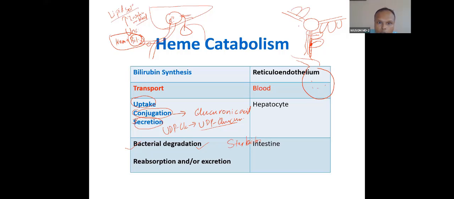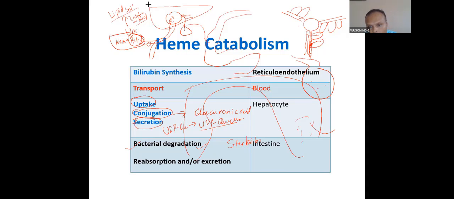It will be excreted into your duodenum, the second part of the duodenum, and then from the duodenum it will reach your large intestine. In the large intestine there are colonic bacteria. The colonic bacteria will deconjugate and metabolize it still more, and that bilirubin will again be absorbed into the blood. We will talk about all this process. This is called enterohepatic circulation, and we will talk about this in detail.